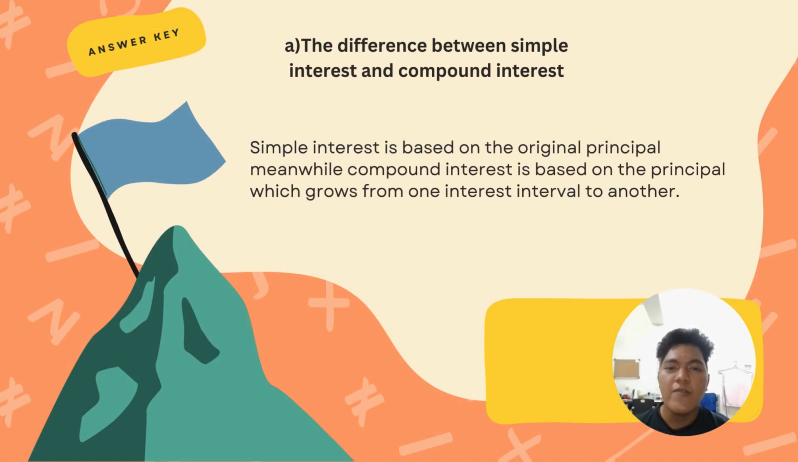The difference between simple interest and compound interest. Simple interest is based on the original principal, meanwhile compound interest is based on the principal, which grows from one interest interval to another. This means the compound interest grows faster than simple interest, and the longer the time period, the bigger the difference.